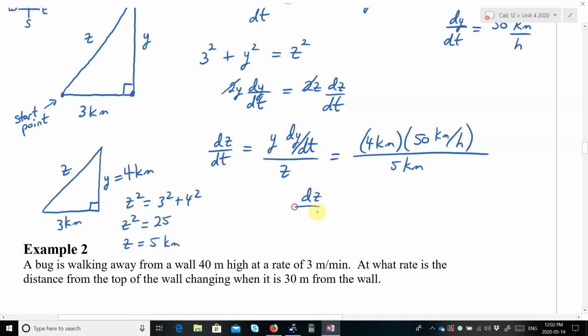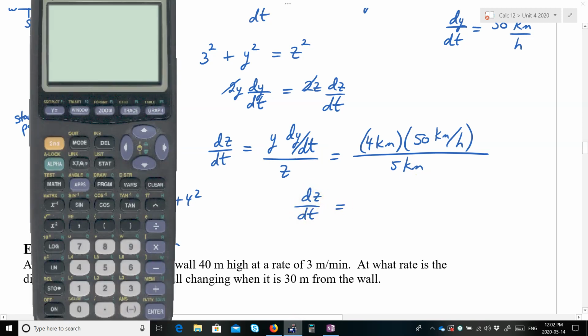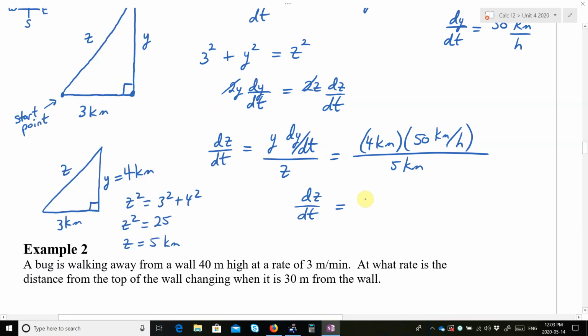And so then our change in z with respect to time is equal to 4 times 50 divided by 5, 40 kilometers per hour. See how this kilometers is going to cancel with that, and we will get change in z with respect to time is 40 kilometers per hour.